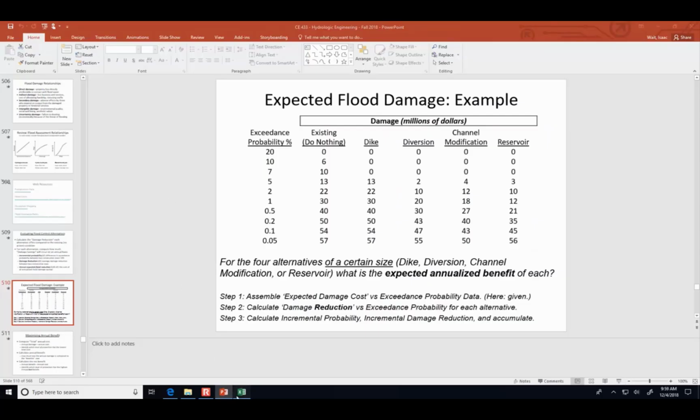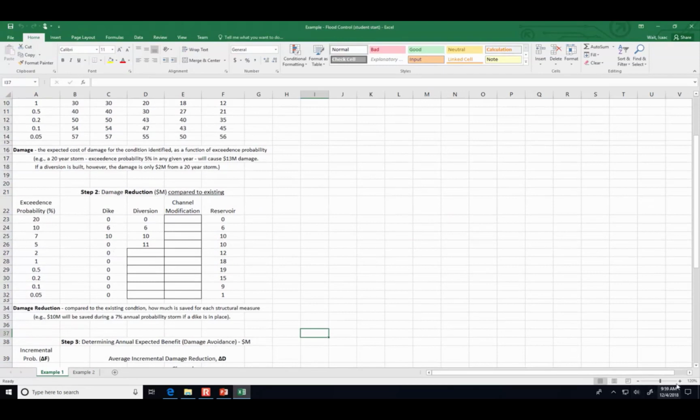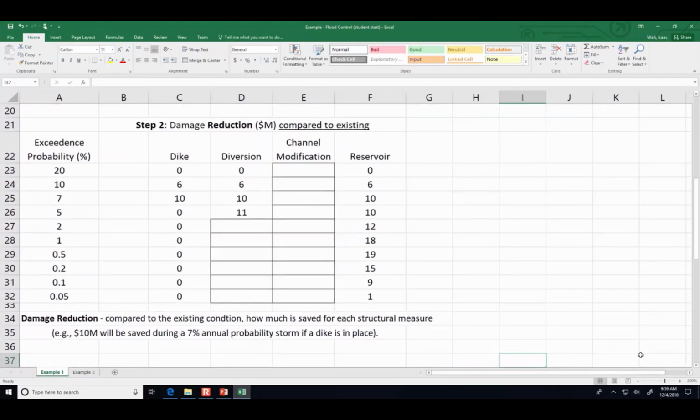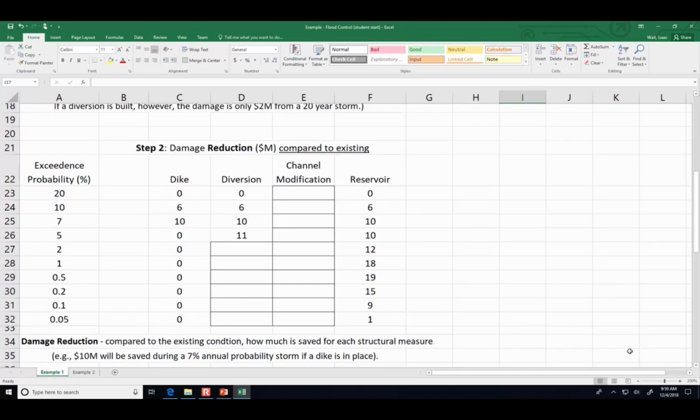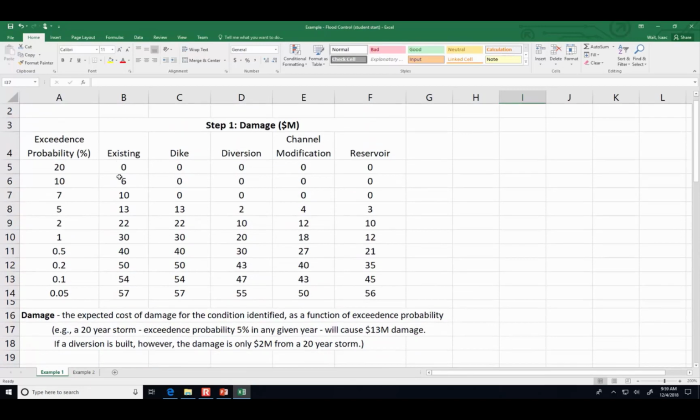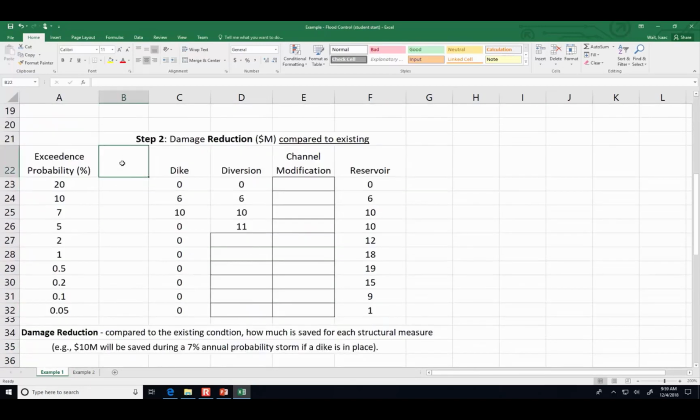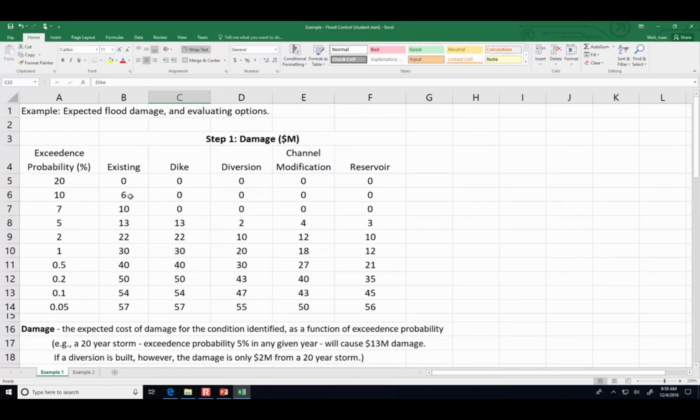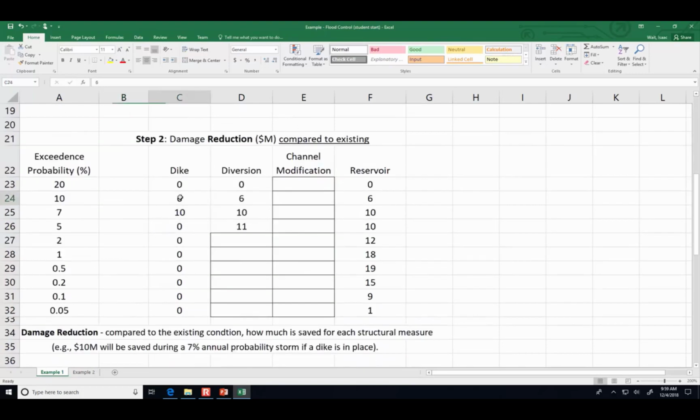So let's actually do that. You can see step 2 in this table I've provided. We want to find the damage reduction compared to existing. Now, the existing isn't there because existing compared to itself is obviously 0. But I've given you in the dike an illustration of what the calculation is. It's the existing minus the dike for each one of these. And so this is how much damage is avoided if you do the thing. And so fill in the rest of the table.